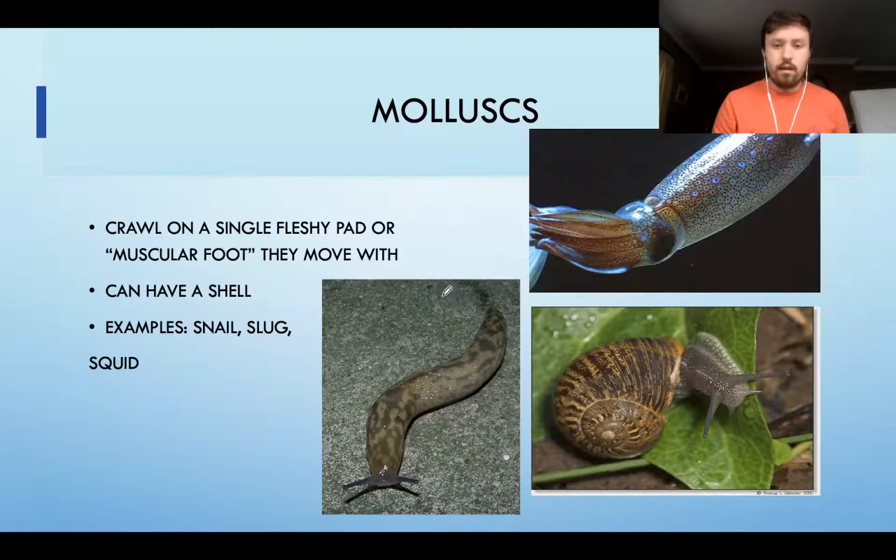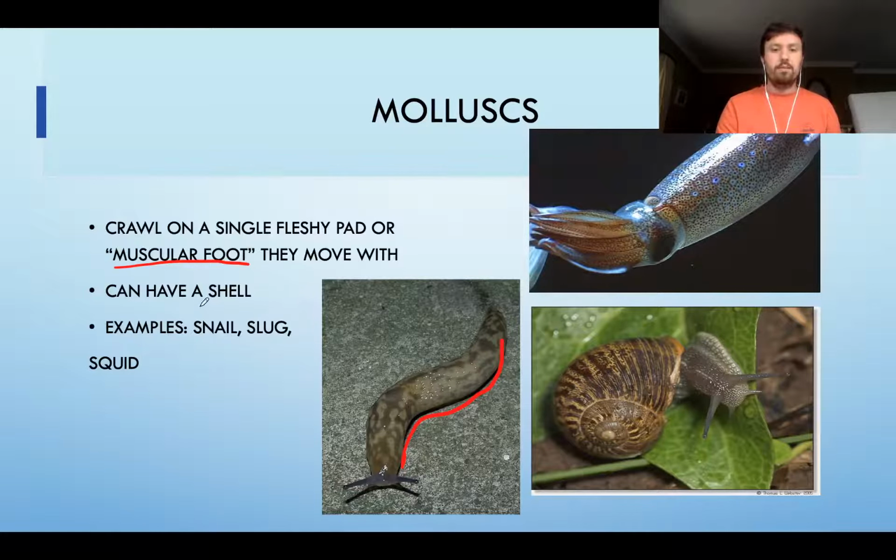Next, we have mollusks, something you've probably seen. You can see them out in your garden even. So you might see snails or slugs. But a defining factor of a mollusk is it has this single fleshy pad or a muscular foot they move with. So on the bottom of this slug here, it kind of crawls along, and that's where the word mollusk comes from, kind of an old term for muscular foot. So they pull themselves along, and that's how we can define at least land versions of mollusks.